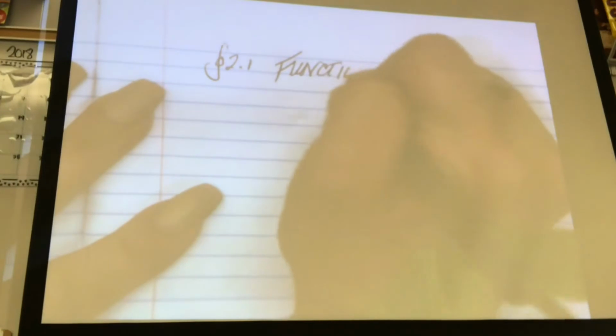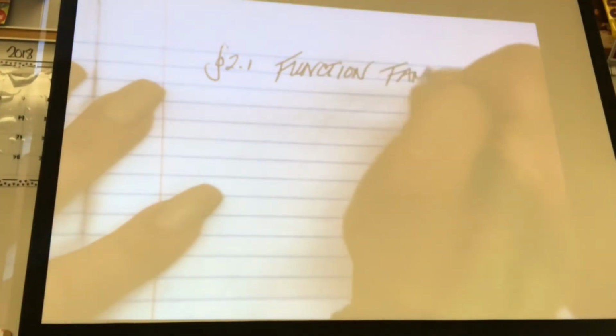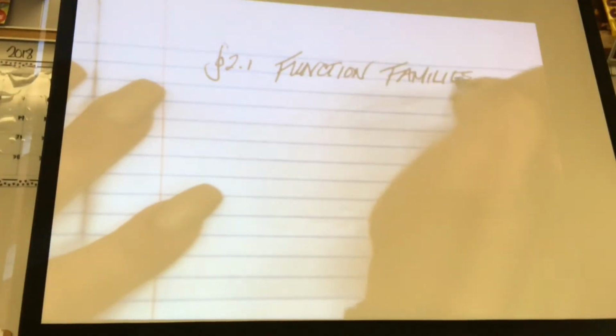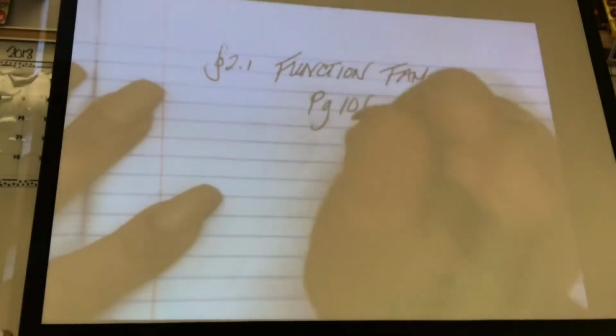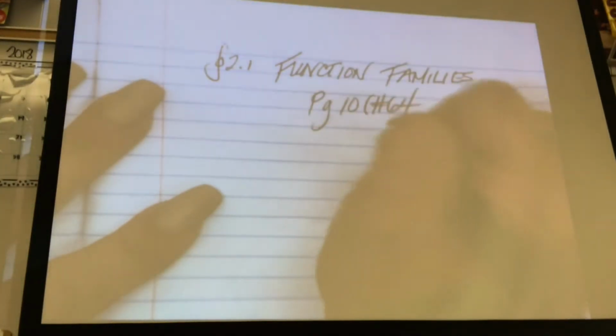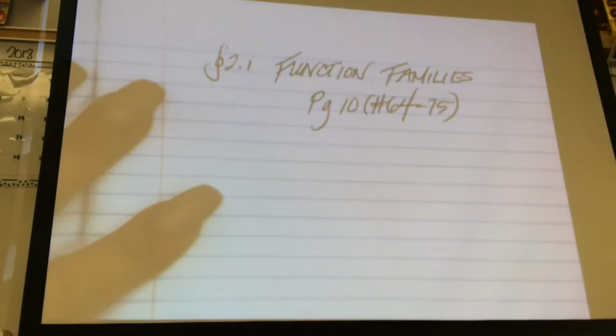Section 2.1. More function families. Tonight's homework is page 10. You're going to do numbers 64 through 75.